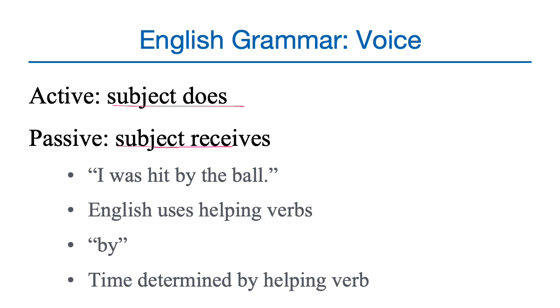In English grammar, when we talk about voice, the active means that the subject of the sentence is doing the action of the verb. The passive means that the subject is receiving the action of the verb. For example, I was hit by the ball. I is the subject. I was receiving the action of the ball hit. The ball hit me, so I was hit by the ball. English will use helping verbs like was or is to indicate the passive, or the word by to indicate the passive.